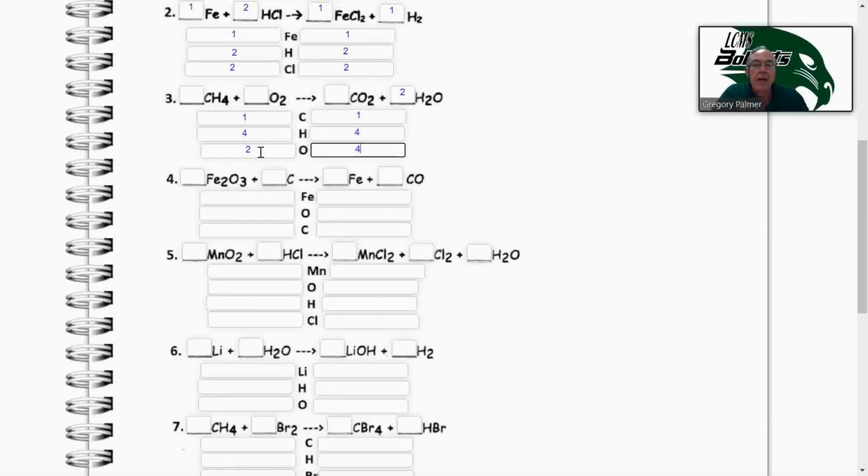Okay. I see that I don't have enough oxygen over here, so I'm going to put a 2 coefficient there. When I do that, that makes this a 4. Okay, and I have 1, 1, 4, 4, 4, 4. So this looks like it's balanced now.